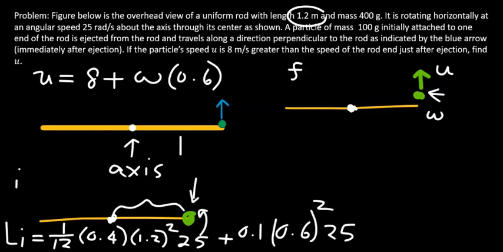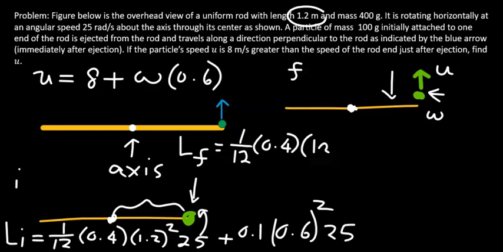Now let's calculate the angular momentum of the system in its final state. So again, first let's calculate the angular momentum of that rod. It's again given by its moment of inertia, which is 1/12, times the mass, 0.4 kg, times the square of the length, which is 1.2 squared, times the new omega, which we don't know, which is what we're trying to find so that we can find u.